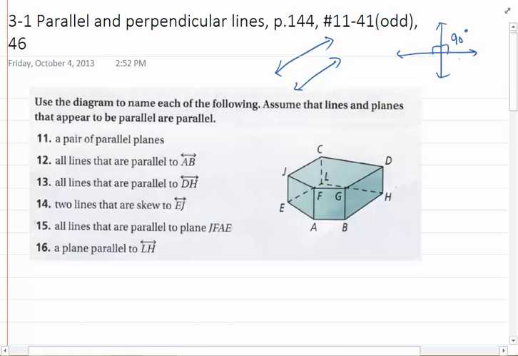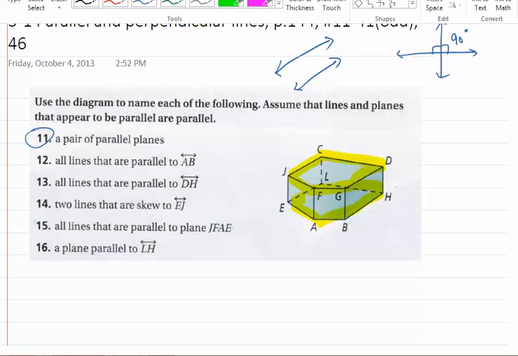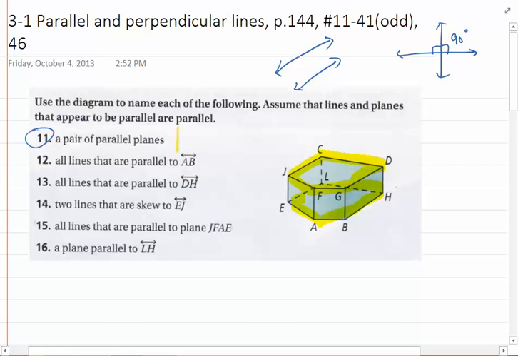And if you look at number 11, for example, here it says a pair of parallel lines. It could be, I'm sorry, a pair of parallel planes. So you can say this plane up here is parallel to the plane down there, and this side plane can also be parallel. Remember, when you use plane, you have to use a minimum of 3 points. Plane LEA.